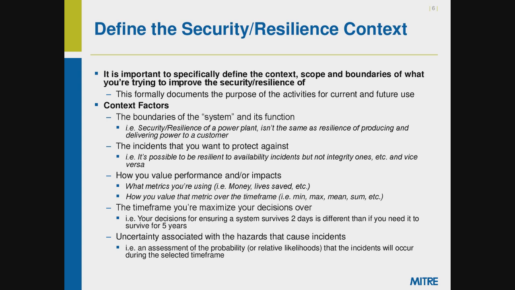This context involves making sure that you're clear about the boundaries of the system. If you are trying to make a power plant resilient from a cyber perspective, that's a little bit different than trying to make the whole delivery of power all the way to the end user, because now you have the power plant and the transmission lines, and it changes the scope of the assessment and what you do. You need to make sure you're clear about what your system boundaries are. You need to be clear about what incidents you're trying to protect against.